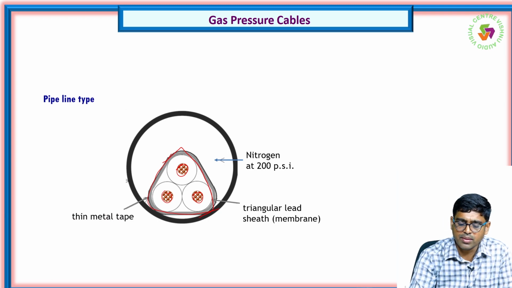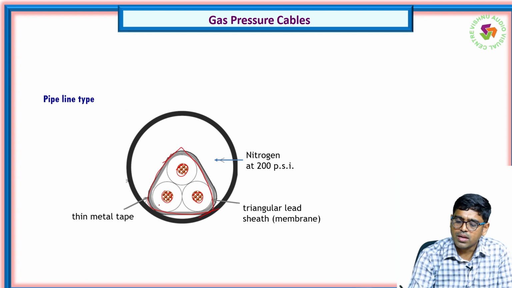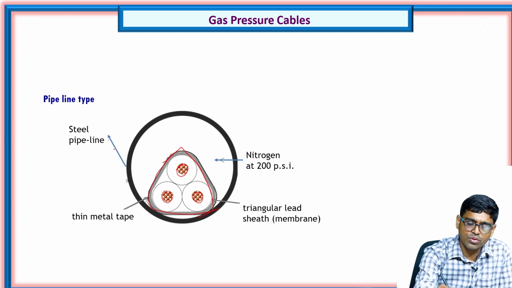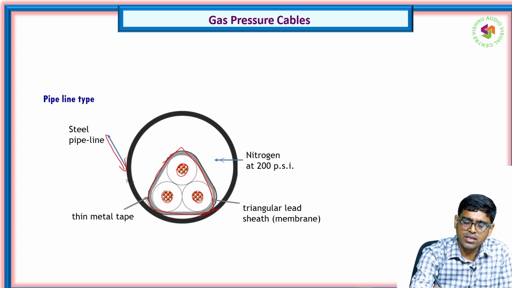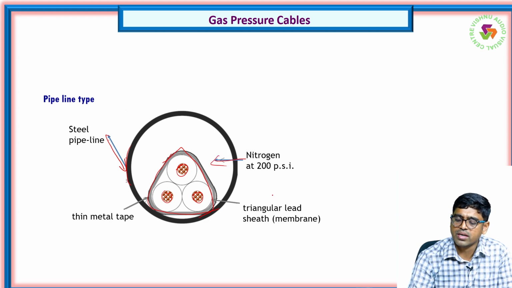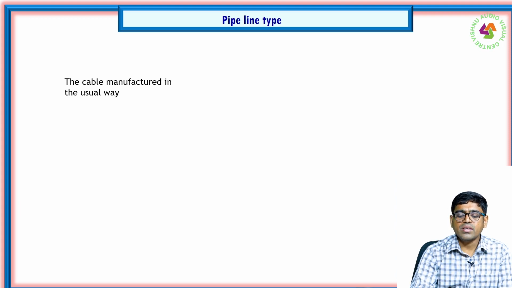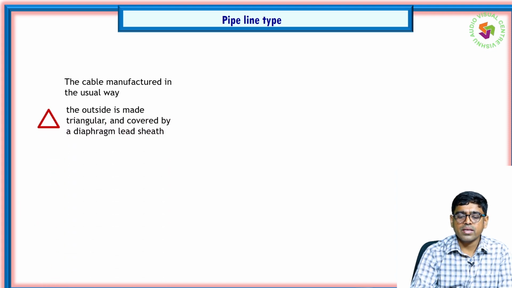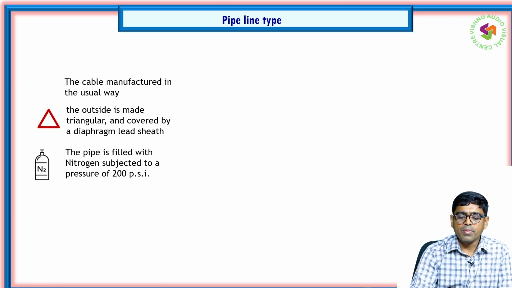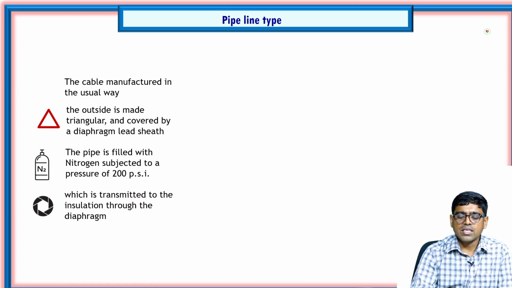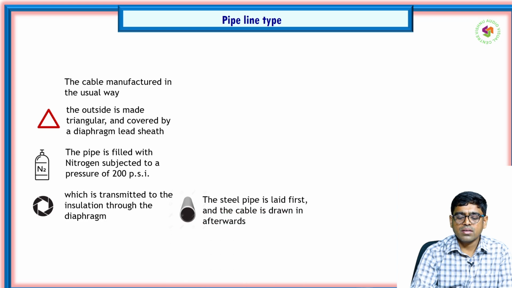Then it has a thin metal tape, and now you can see that it is enclosed in this steel pipe. In this steel pipe, nitrogen can be placed at 200 psi. The cable is manufactured in the usual way, and the outer side is made triangular and covered by a diaphragm lead sheath, and the pipe is filled with nitrogen at a pressure of 200 psi, which is transmitted to the insulation through the diaphragm.